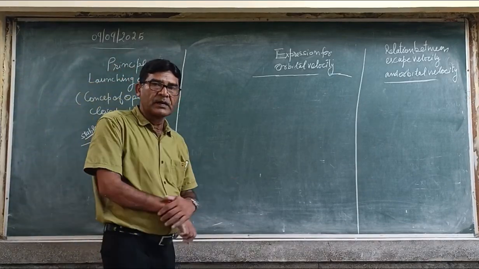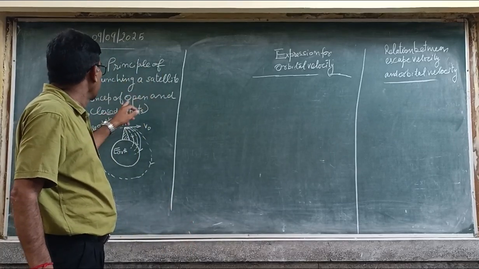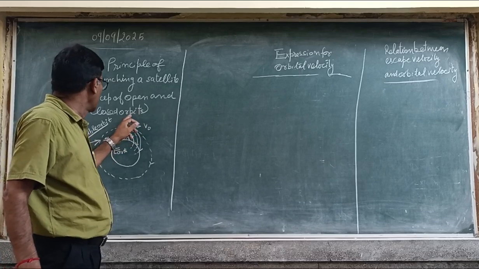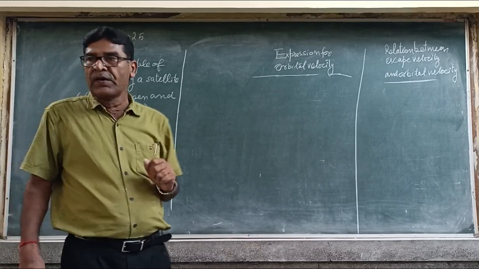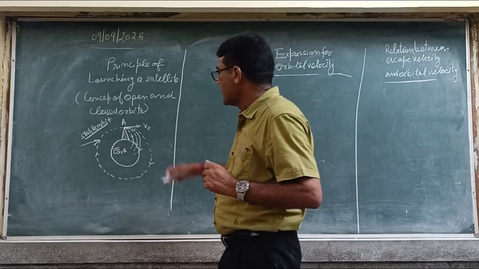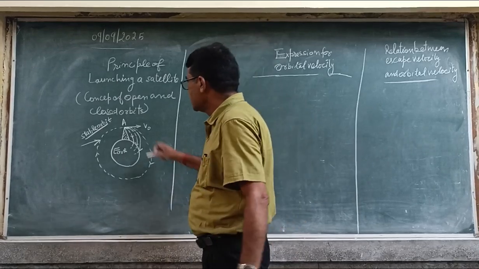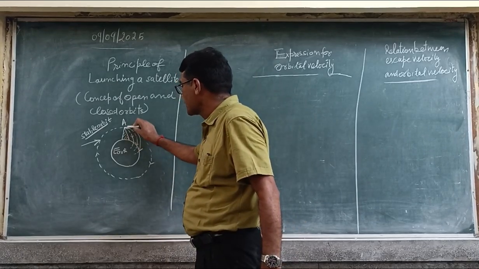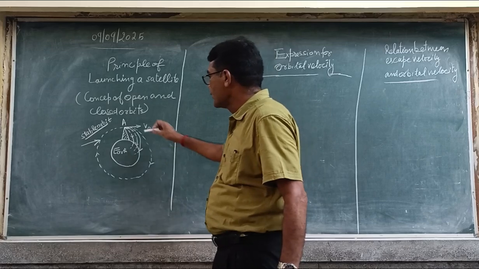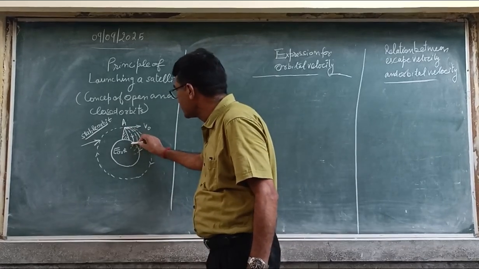Friends, in this article, we will study the principle of launching a satellite, and the concept of open and closed orbits. For launching a satellite, the first condition is that it must be taken to a certain height. You see, A is a point above the surface of the earth. I give some horizontal velocity to an object, a projectile. It falls at point 1.